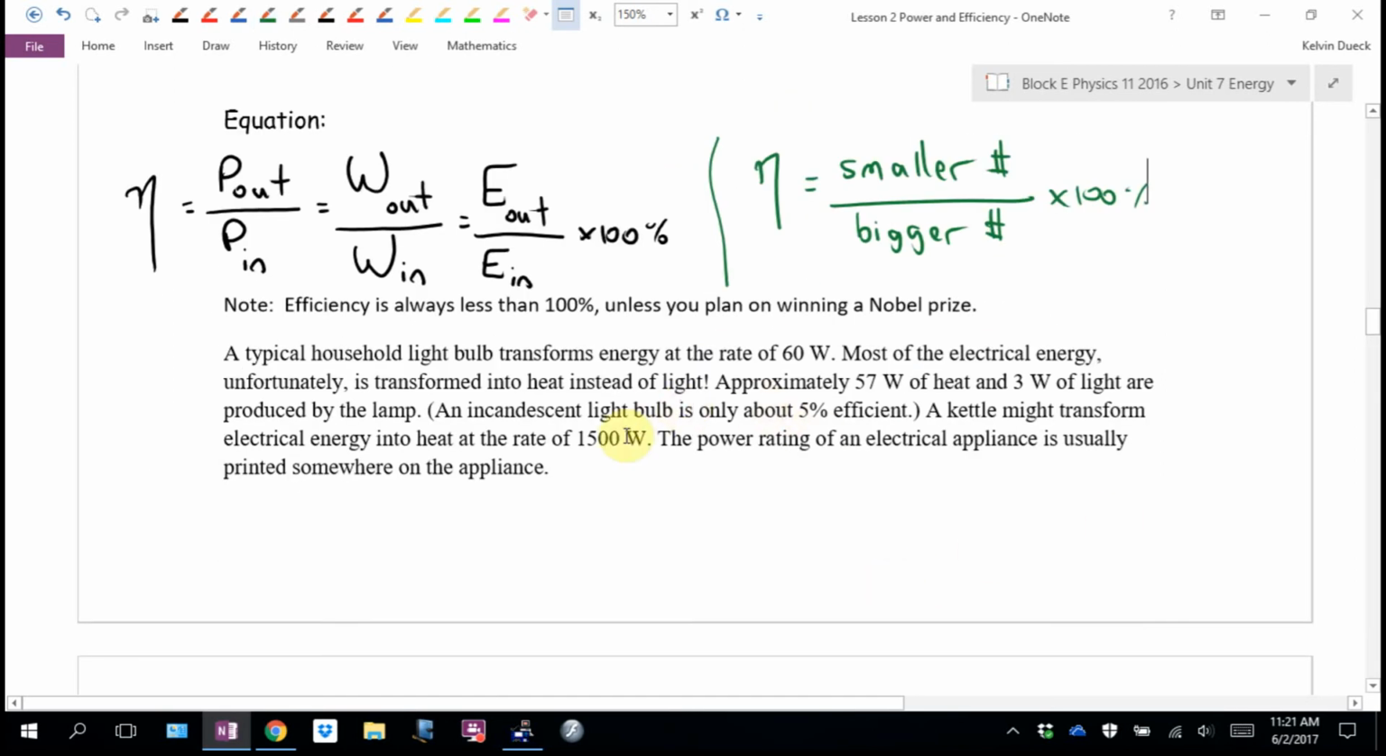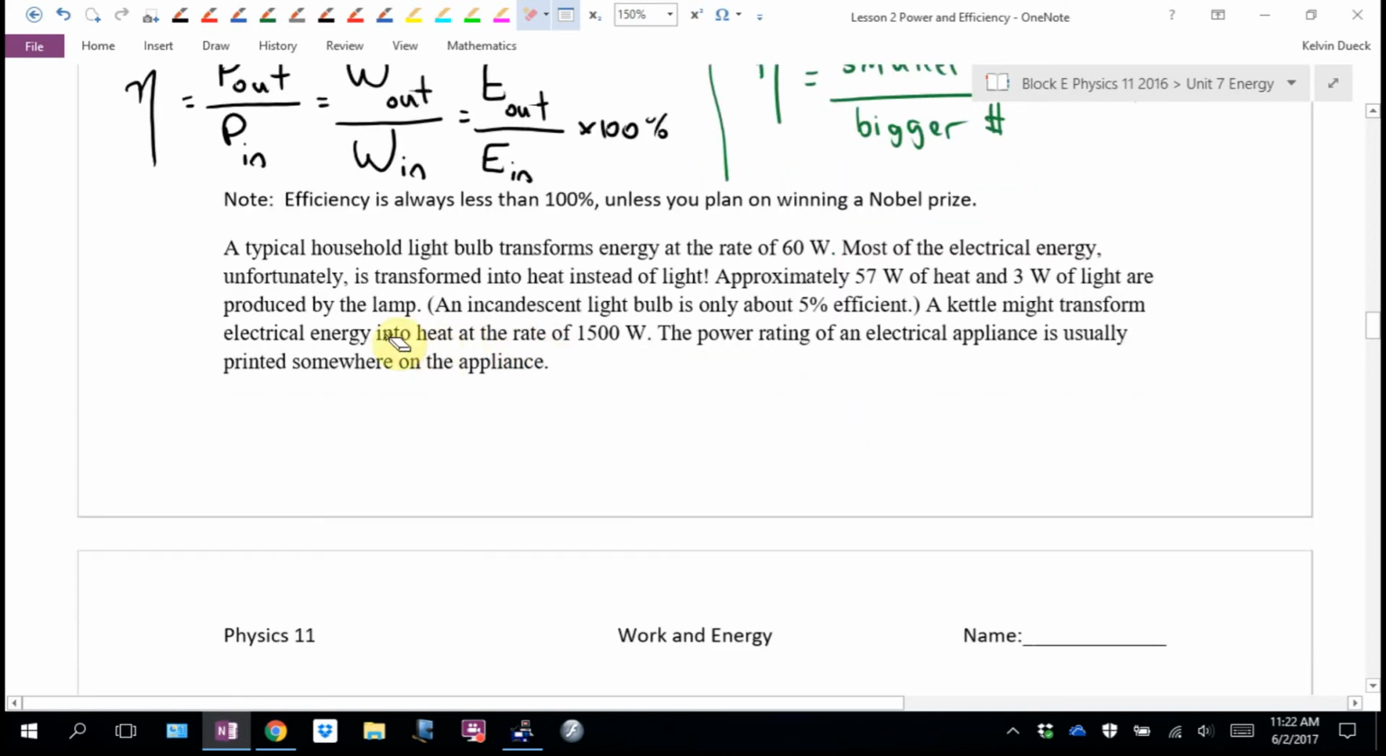A typical household light bulb transforms energy at about 60 watts, 60 joules per second. Most of that energy, however, goes into heat. About 57 watts of power go into heat. About 3 watts of power go into light. So an incandescent bulb is only about 5% efficient in terms of turning energy into light.